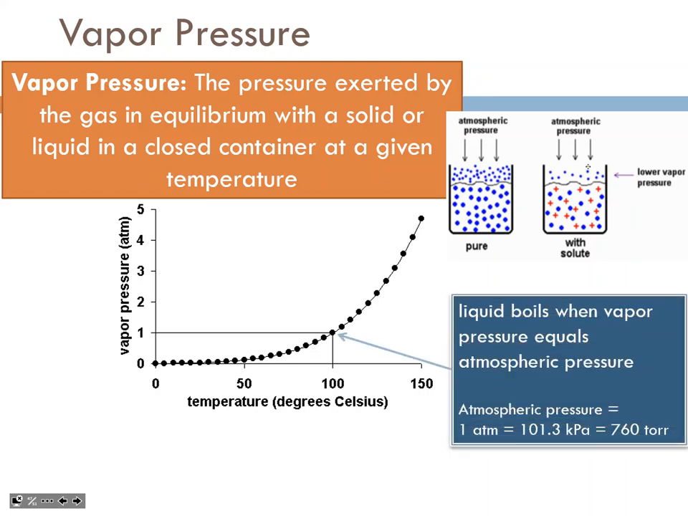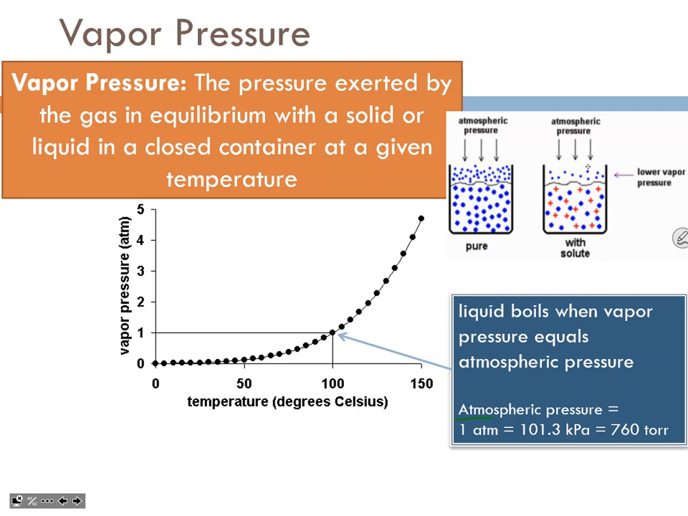Boiling points are related to the vapor pressure because in order to reach the boiling point, where it will vaporize, the vapor pressure has to equal the atmospheric pressure. So we have to have the vapor pressure equal the atmospheric pressure in order to reach the boiling point. And then it can vaporize.